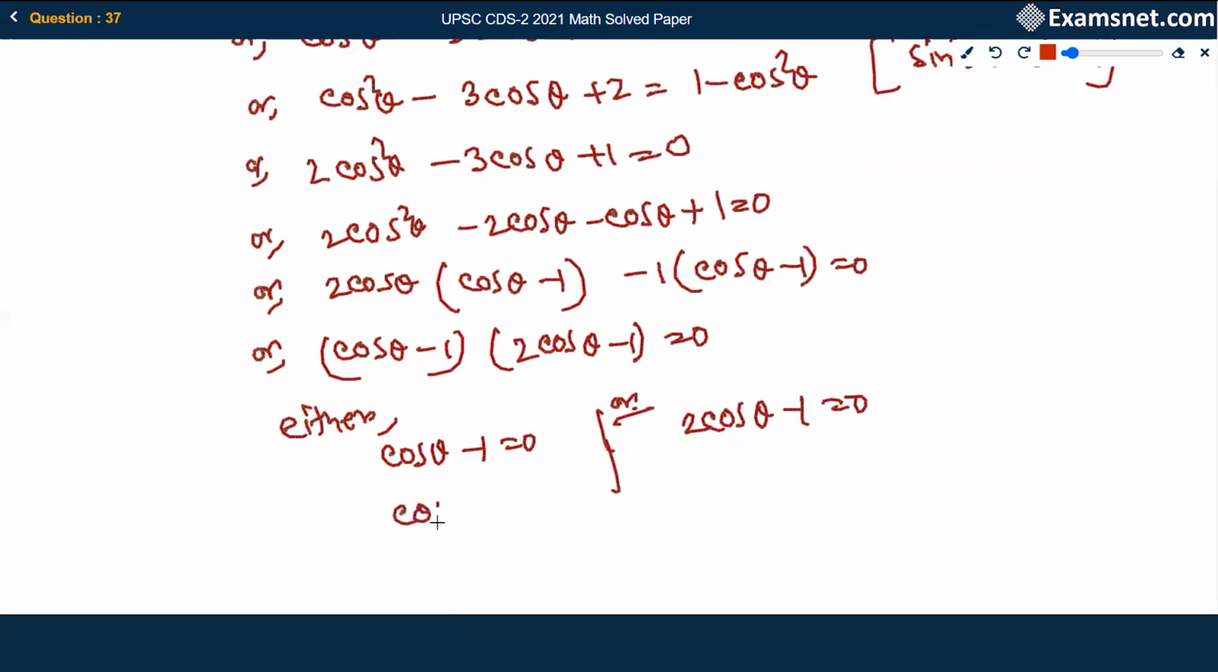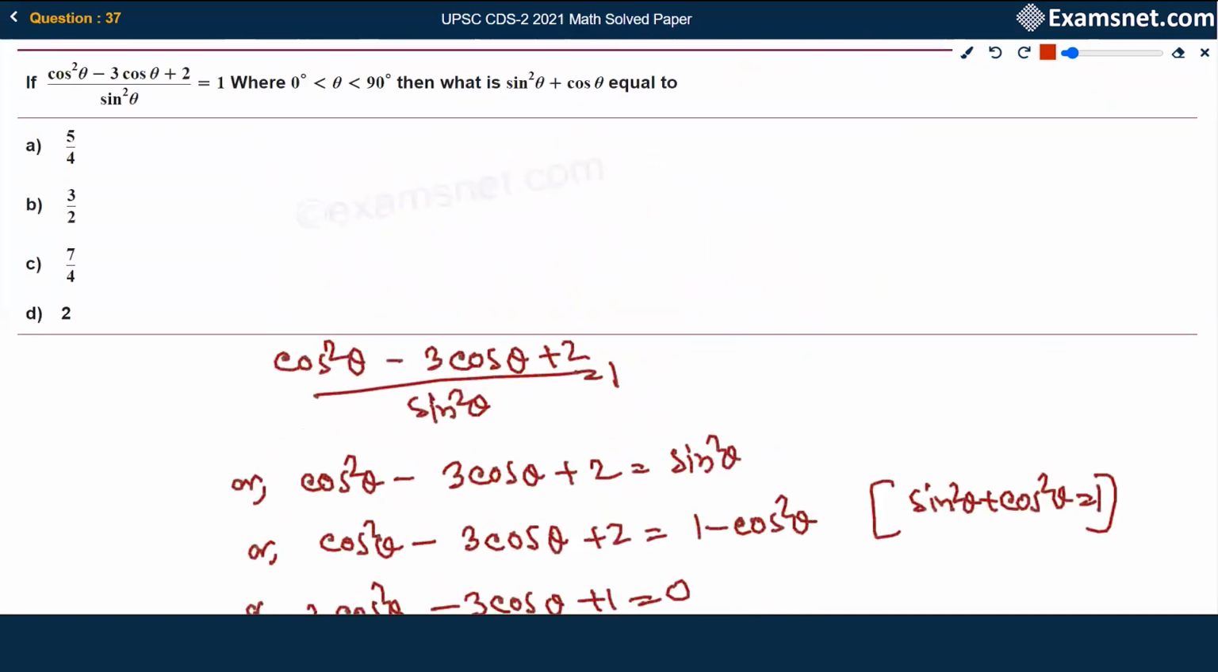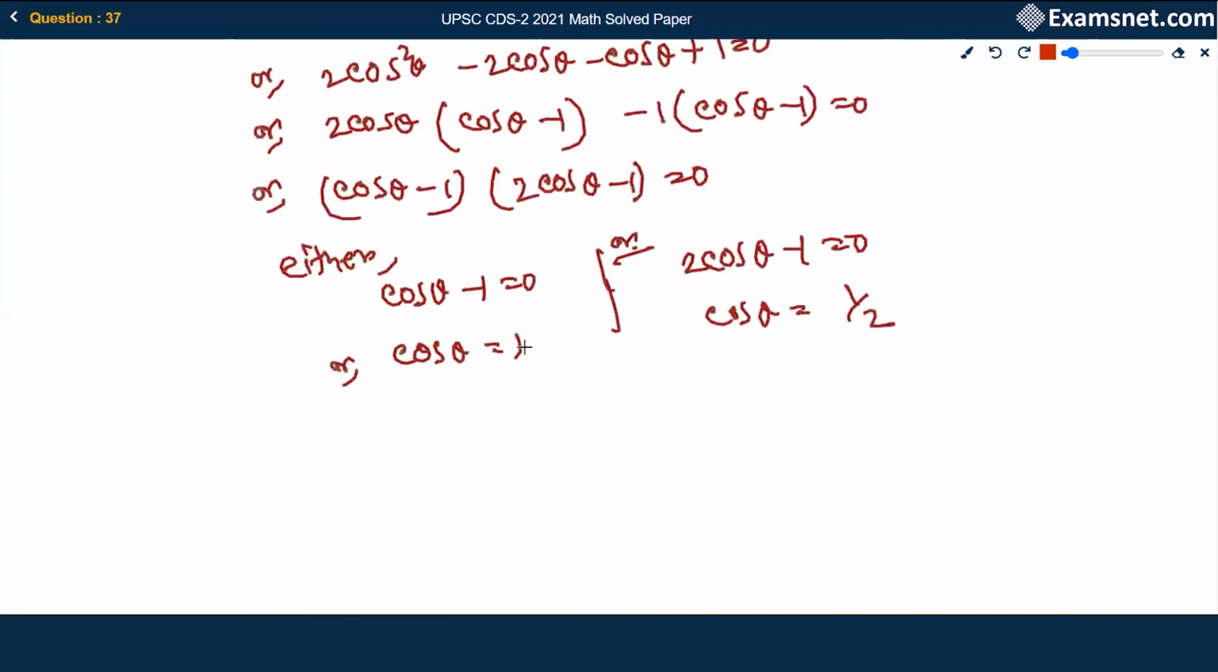That means cos theta equals 1, or cos theta equals half. In the given interval, theta is not equal to 0, because theta is greater than 0. So we cannot take 1, since theta is not equal to 0. Therefore, we will only consider this case, cos theta equals half.